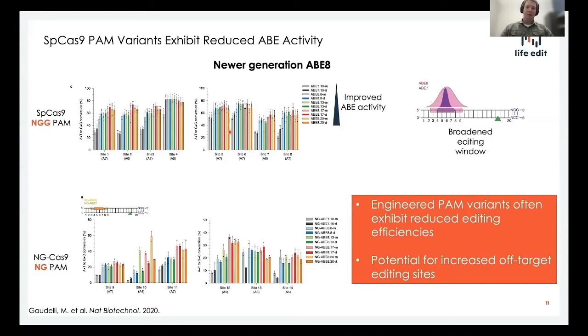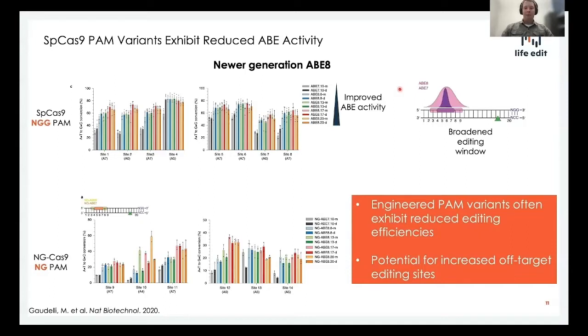When these deaminases are hooked up to regular wild-type SpyCas9 with its normal NGG PAM and targeted to a couple of different loci, you can see that you achieve 80 to 90% A to G conversion at some loci. And another great thing about this newer generation of A-base editors is that it has a broadened editing window, so it can actually target a larger array of potential mutations.